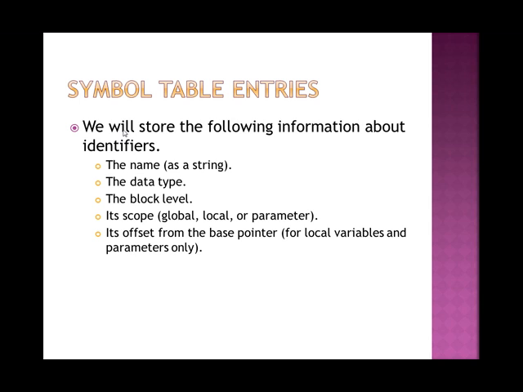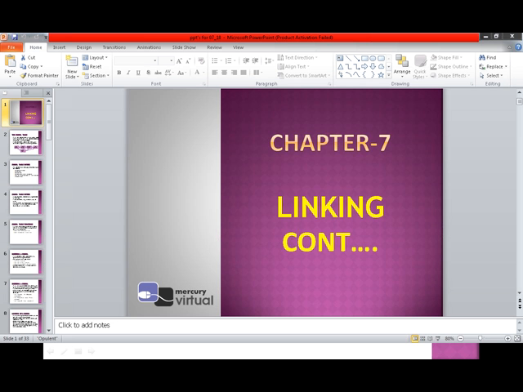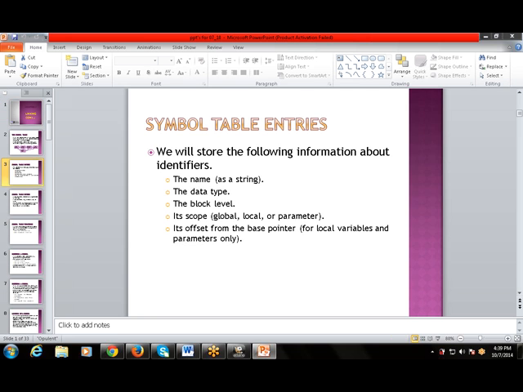Now what is the content that is stored in the symbol table? That is your symbol table entries. We will store the following information about the identifier in the symbol table: the name, the data type, the block level, the scope, and the offset from the base pointer. As I told you with the help of the book.